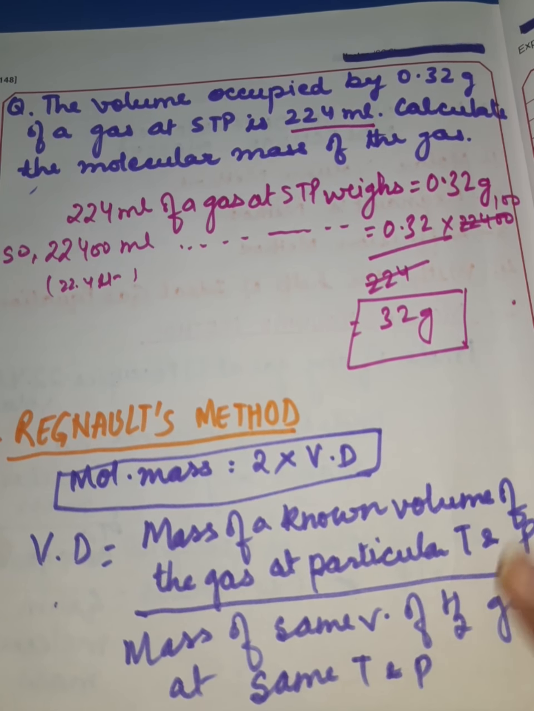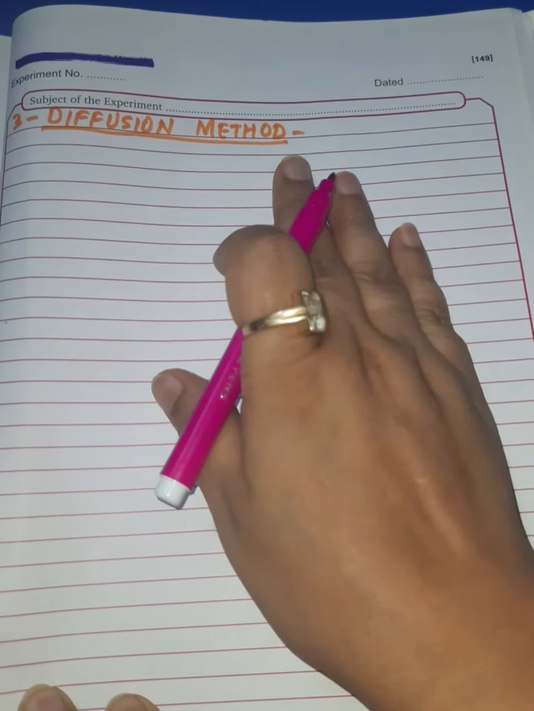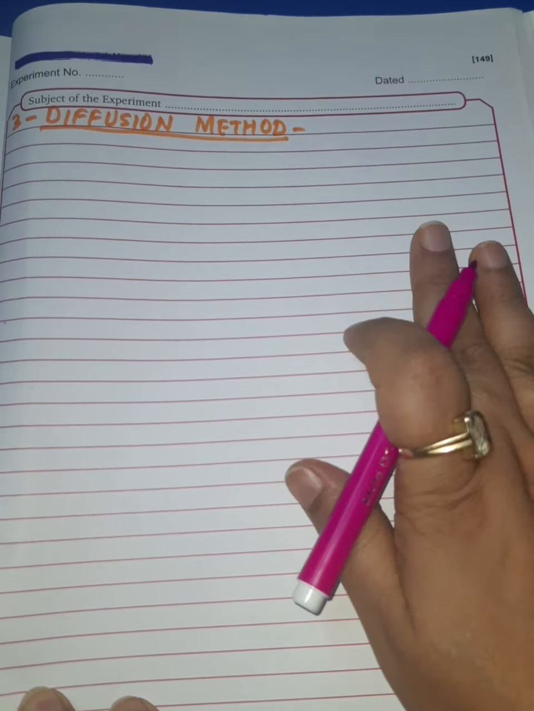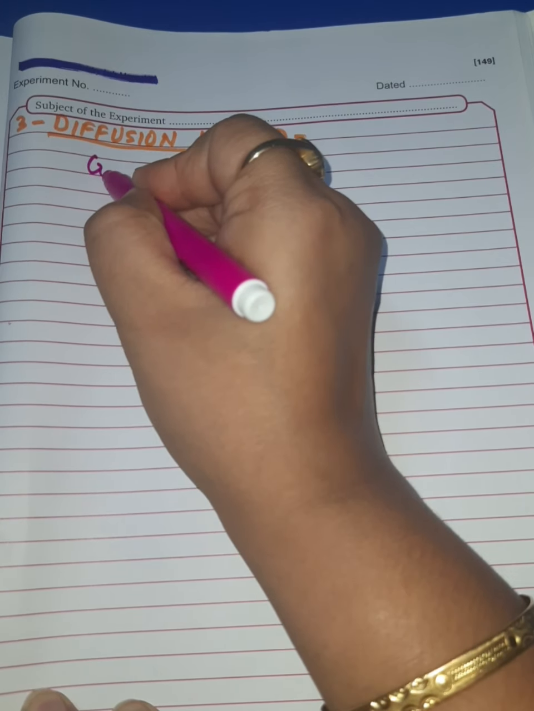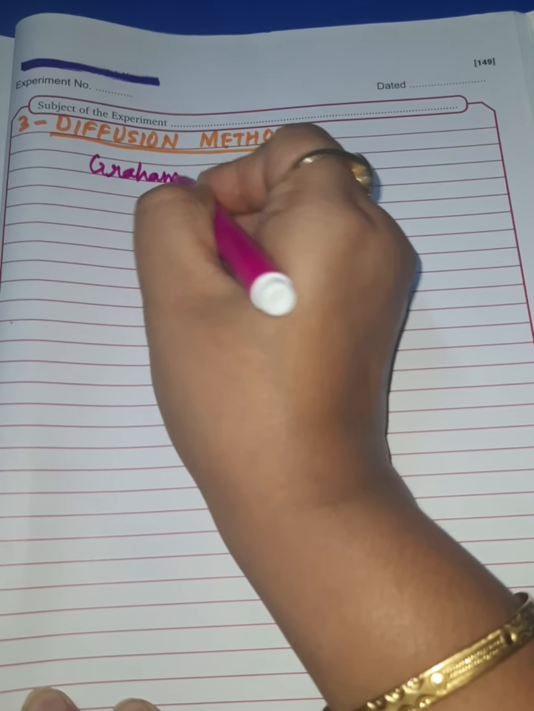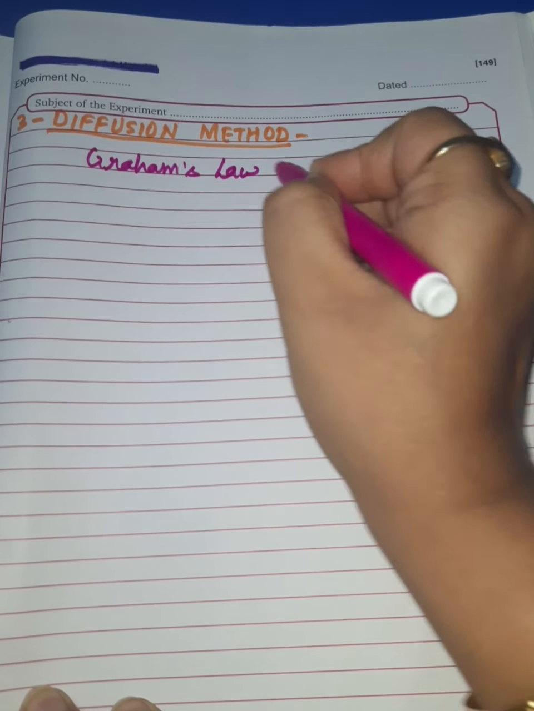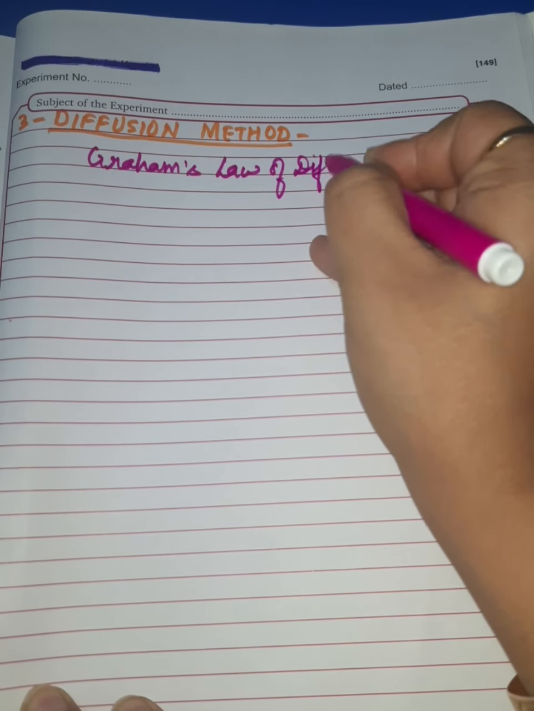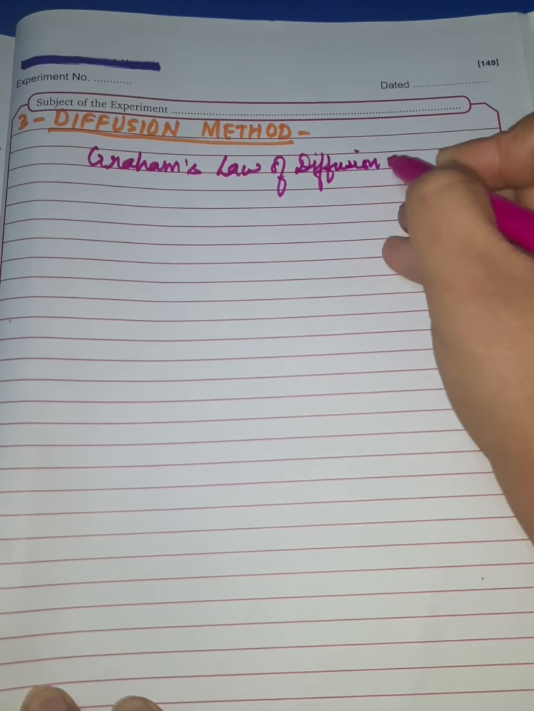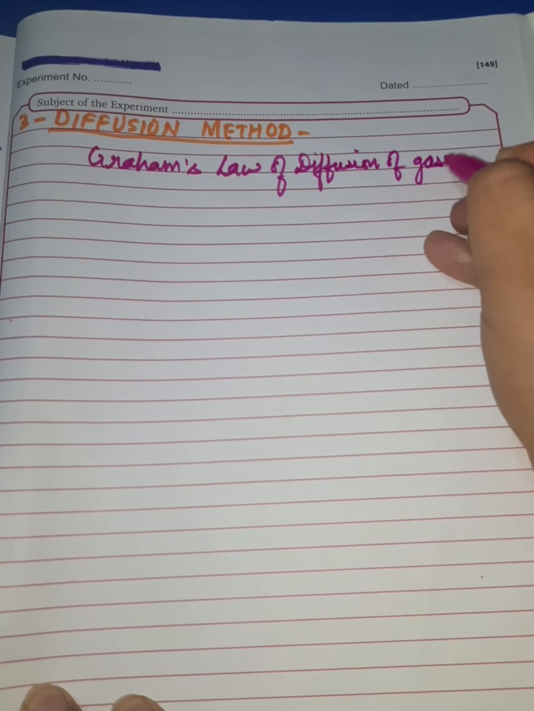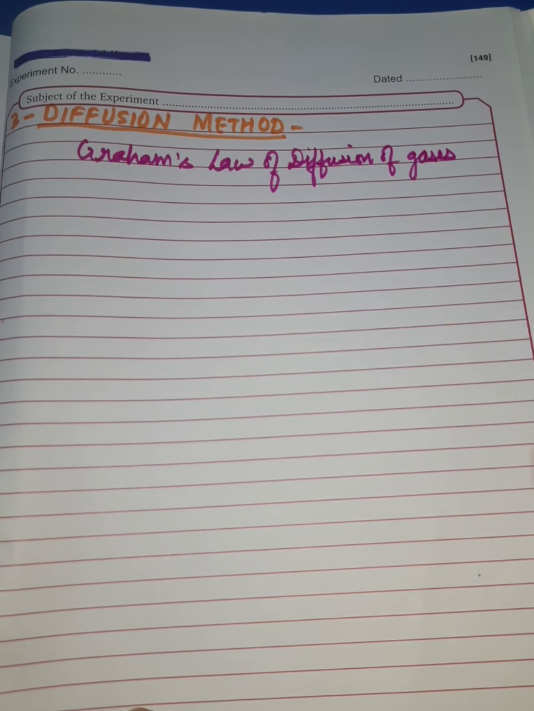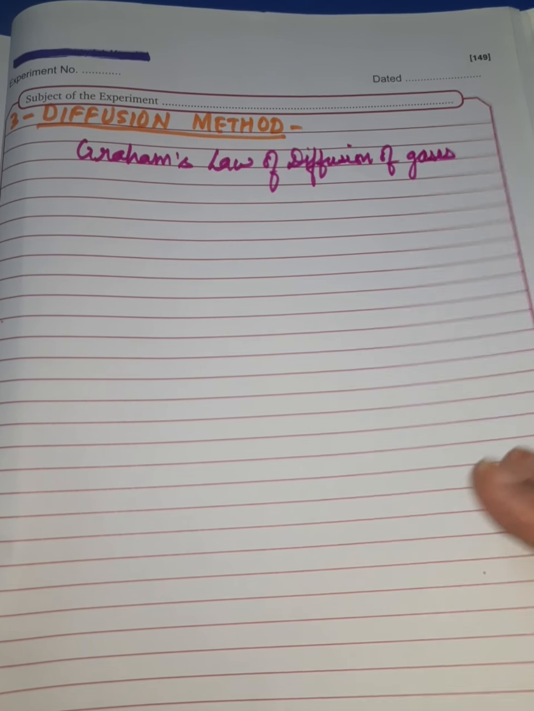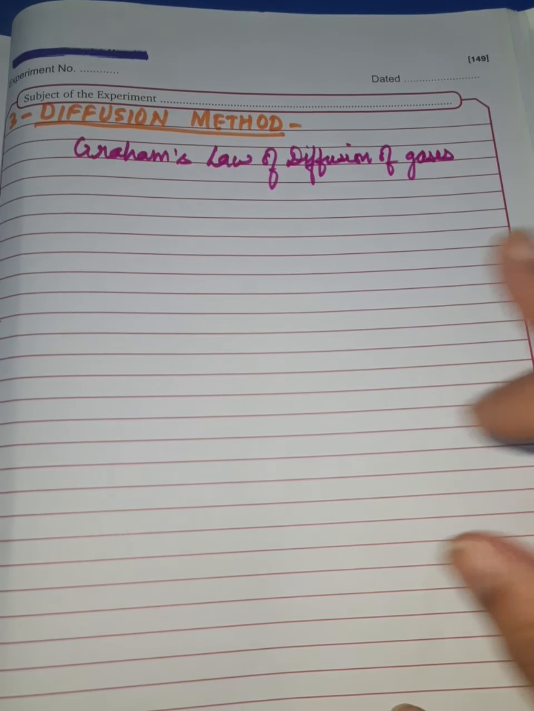Alright, now it's time to move on to the third method. The third method is the diffusion method. This diffusion method is based on a very, very important law. The name of the law is Graham's law of diffusion of gases. Alright, this law was proposed to study the rate of diffusion of gases. So according to this law, I'll write the law here.